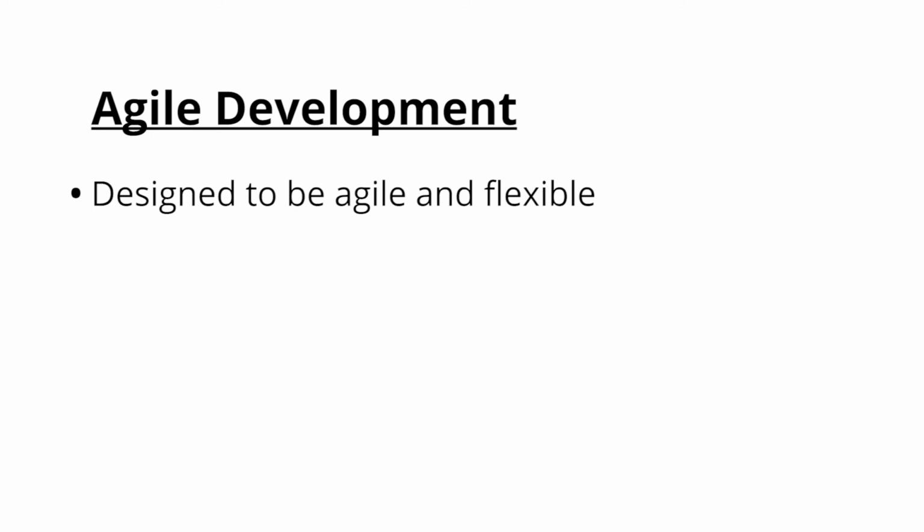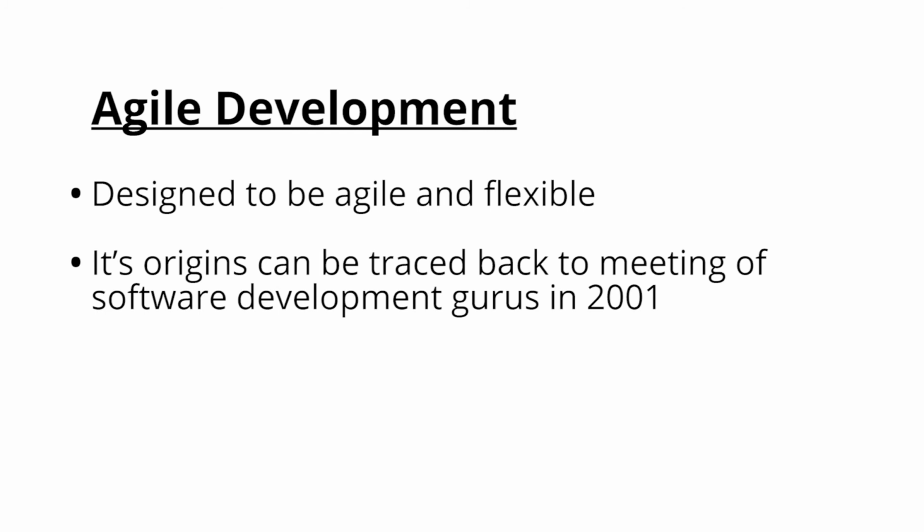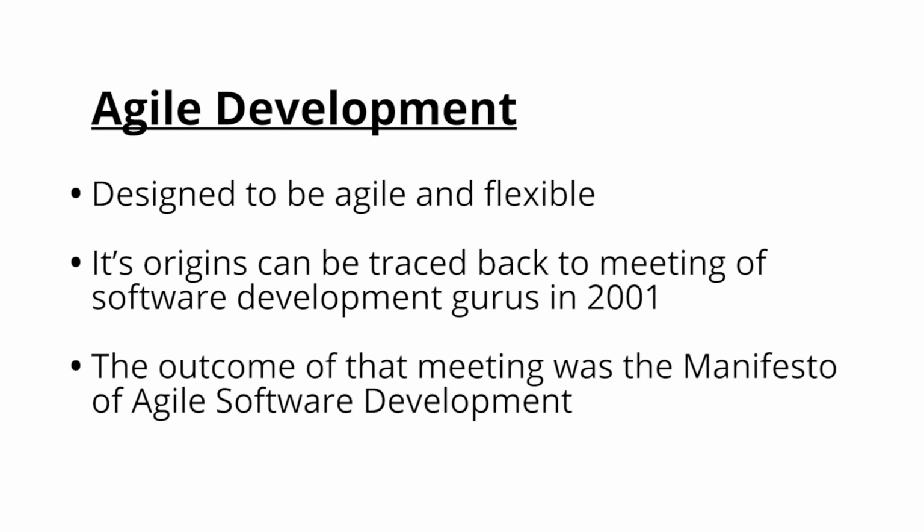The Agile approach to software development is fairly new. Its origins can be traced back to February 2001, when a group of top software development gurus met at the Snowbird Resort in Utah to discuss more flexible ways to develop software. The outcome of this meeting was something called the Manifesto for Agile Software Development.